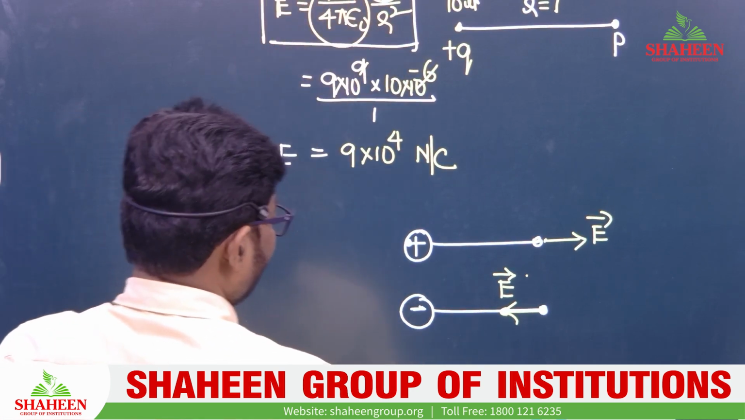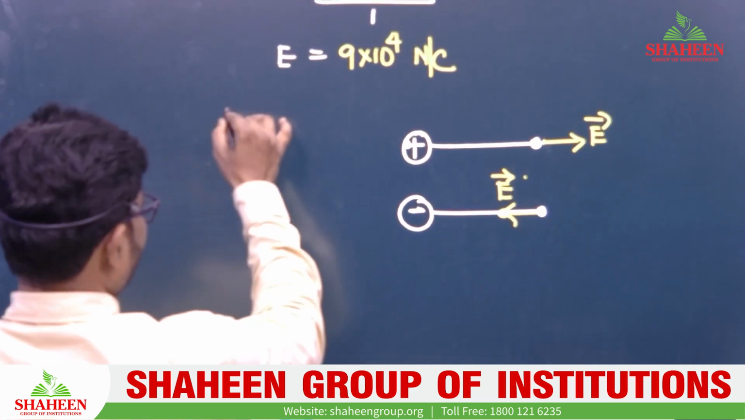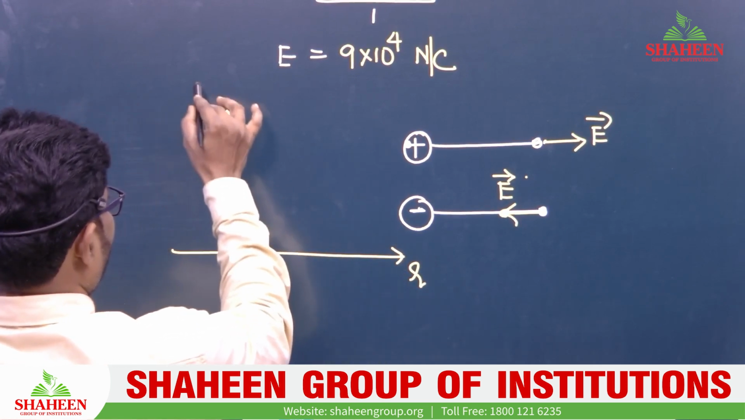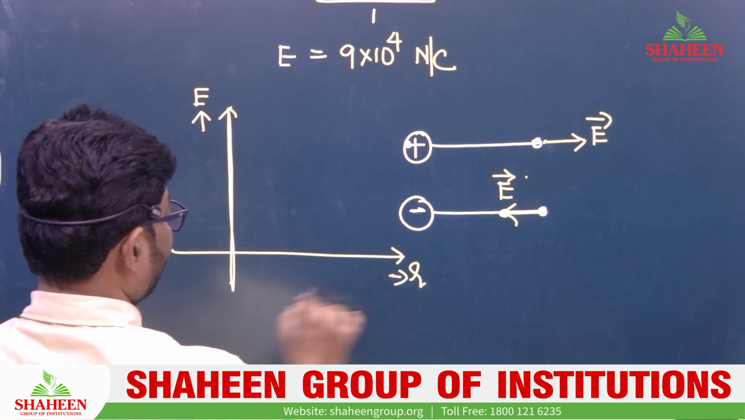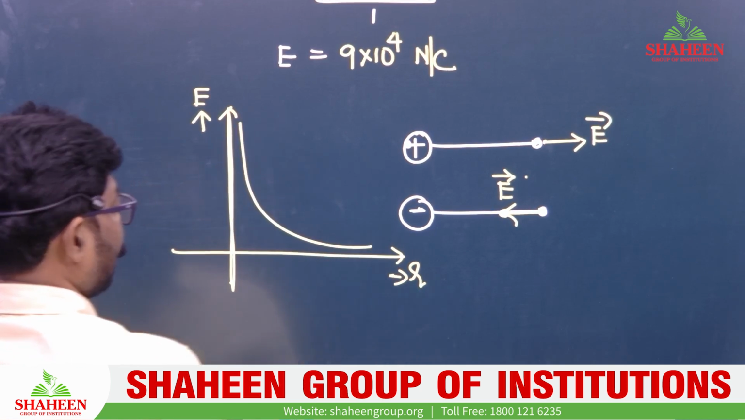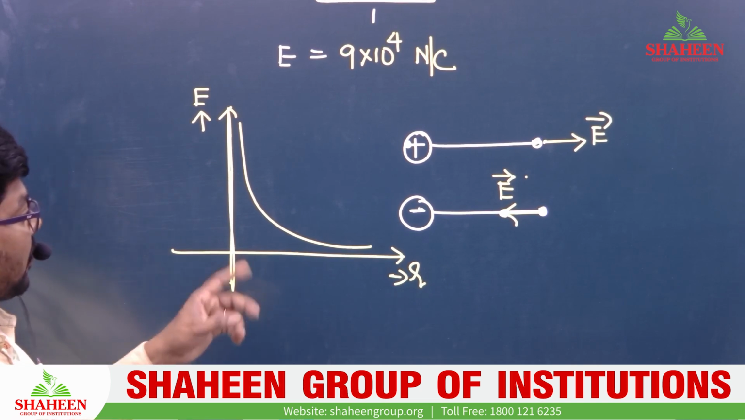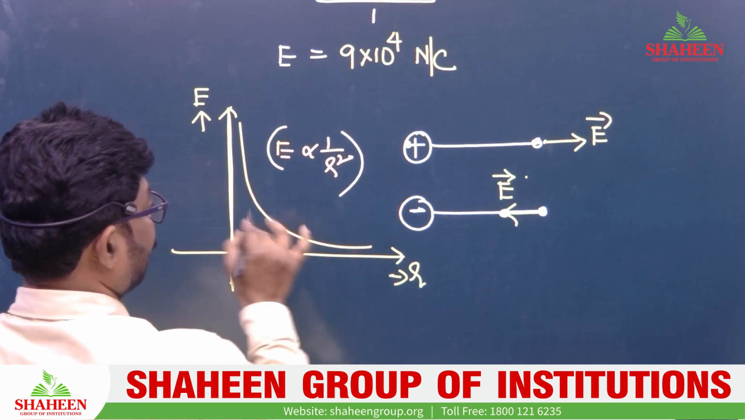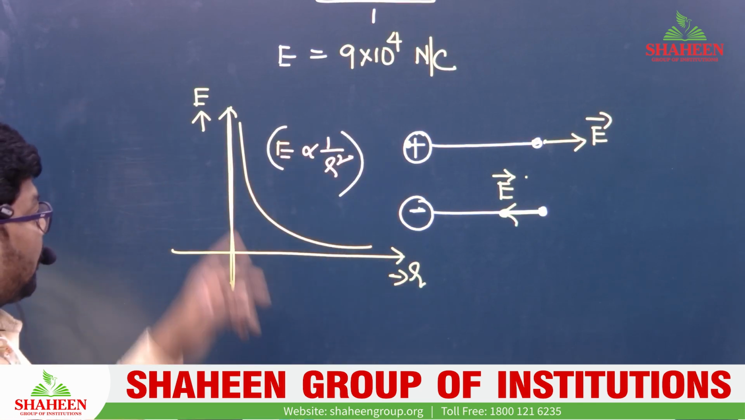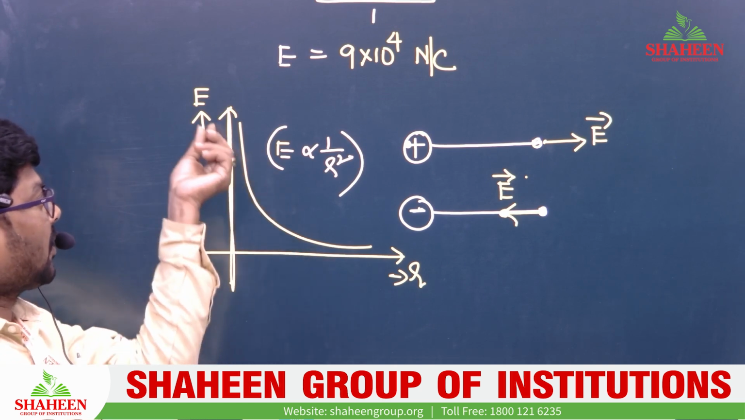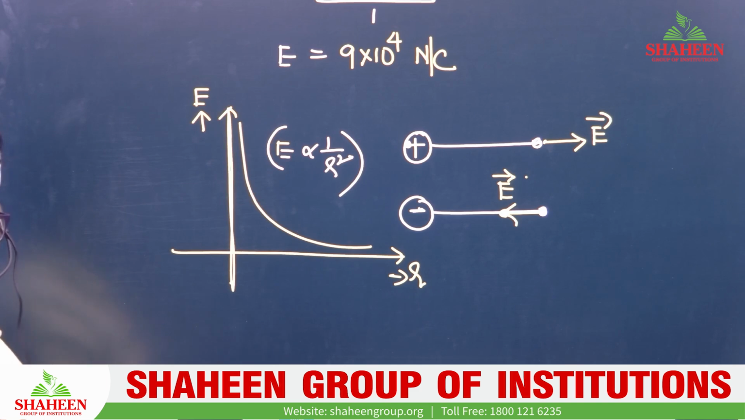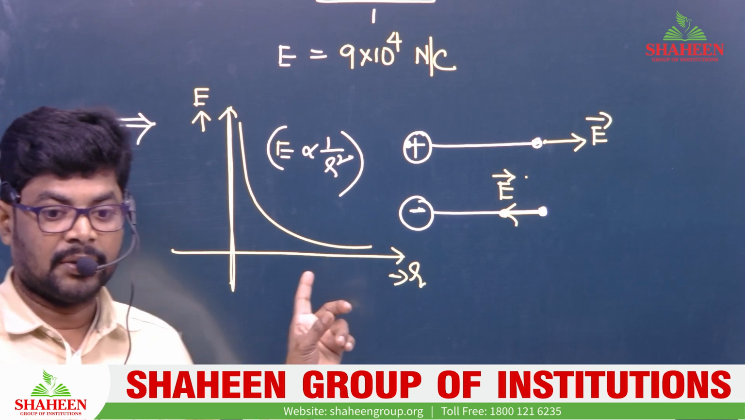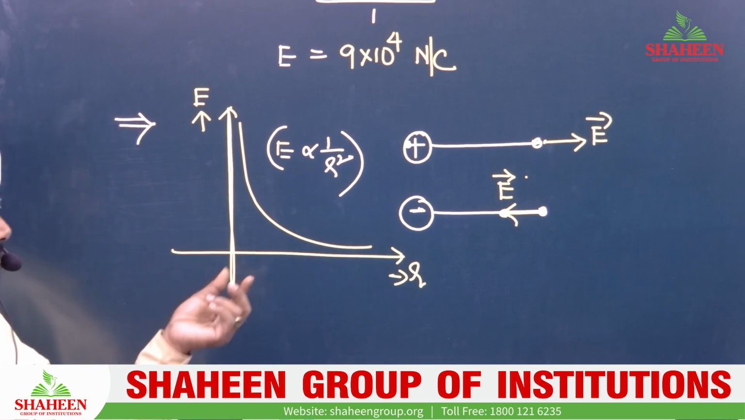Now one more thing: if you want to draw the graph of force or field versus distance, if you draw the electric field versus distance graph, you will get a hyperbola. Because E is inversely proportional to R square, electric field is inversely proportional to R square, that means hyperbola. So this is the hyperbola.